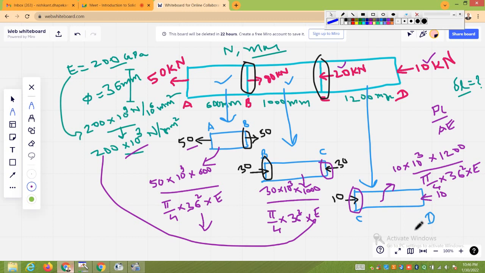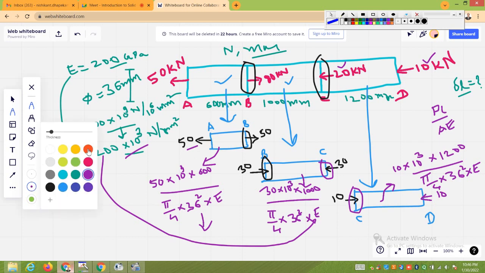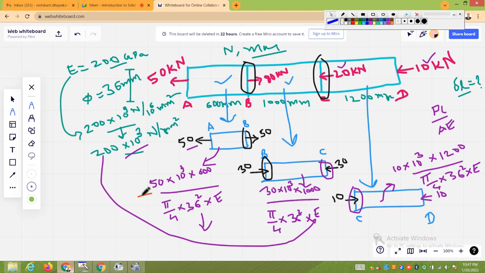Now in this you will observe that this is the tensile force. Tensile force means here the length will increase. So whatever value you get, that will be plus. This is the compressive force, so definitely your length will get shortened. So this is negative. Here also compressive force, your length will get shortened. It's negative.